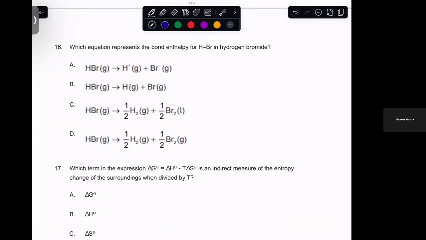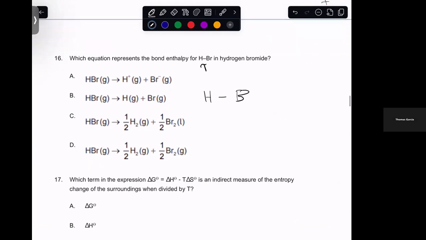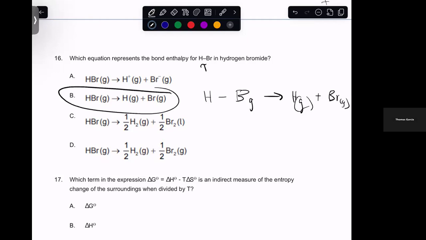All right, number 16. Which equation represents the bond enthalpy for HBr, hydrogen bromide? Well, bond enthalpy is literally defined as the energy in the bond between two gaseous molecules, through the formation of two gaseous molecules, or two gaseous atoms. So what we're doing is we're breaking a gas version of this into a gas and a gas. These are just definitions here. So it's going to be B.